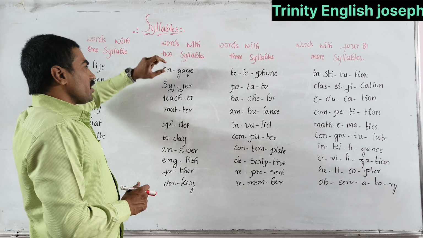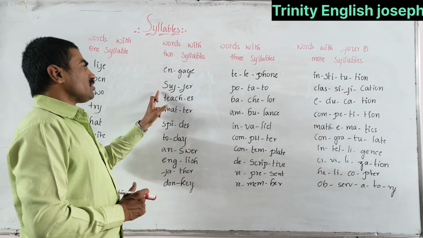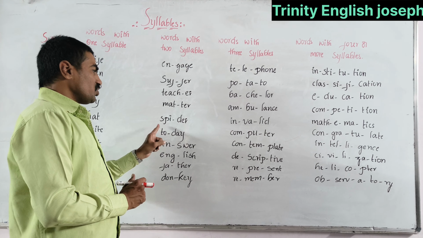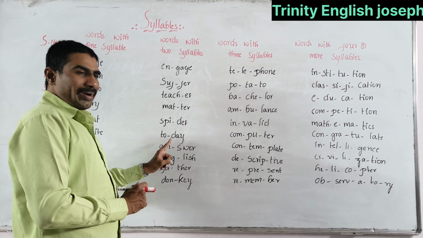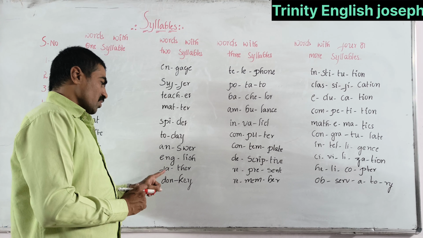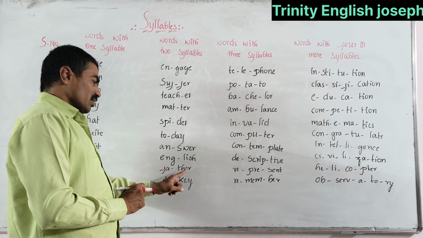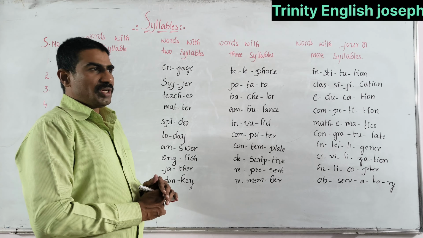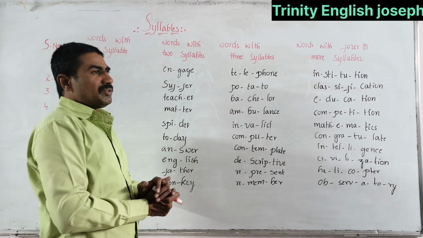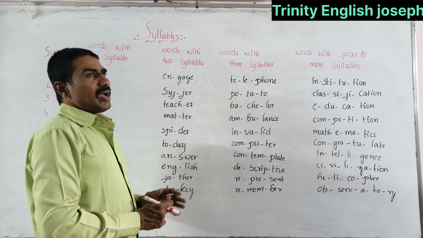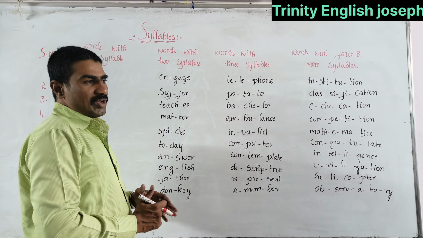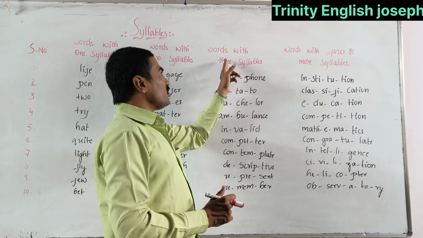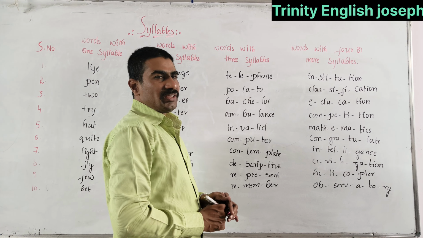Here we read engage, suffer, teach, matter, spider, today, answer, English, father, donkey. In this way we have two syllables each. Since we have two syllables, we make them disyllabic words. And friends, coming here, these are the trisyllabic words, three syllables.